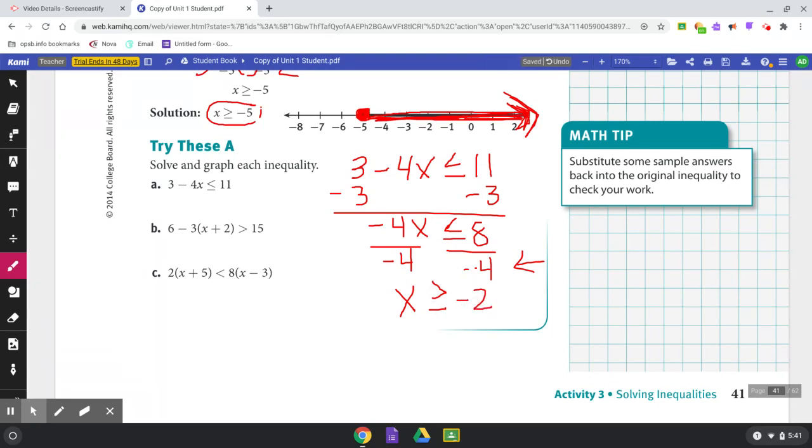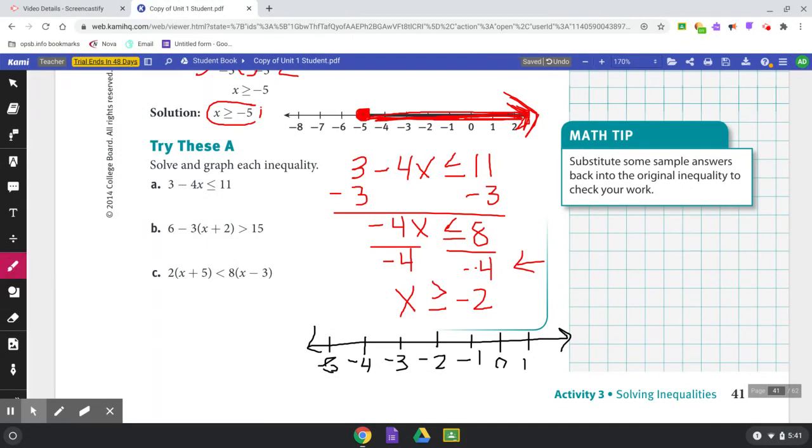X is greater than or equal to -2. Now the way I'll graph that on a number line, I'm going to change my color here to black to draw my number line. I'm going to have a number line with -2 in the middle, -1, 0, 1, -3, -4, -5. Okay, so my answer was x is greater than or equal to -2.